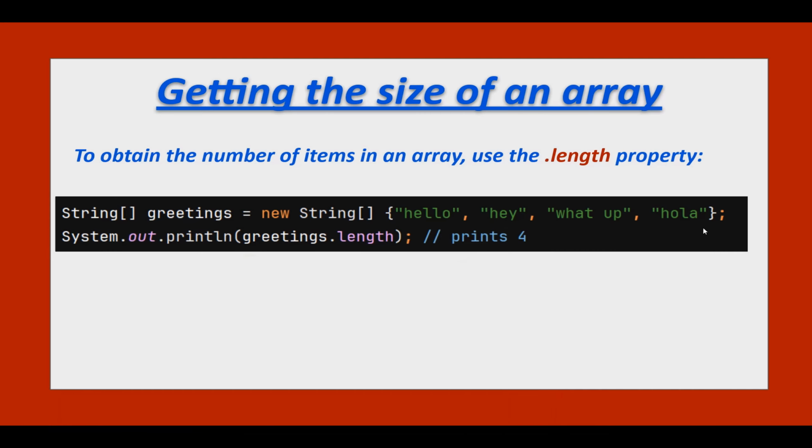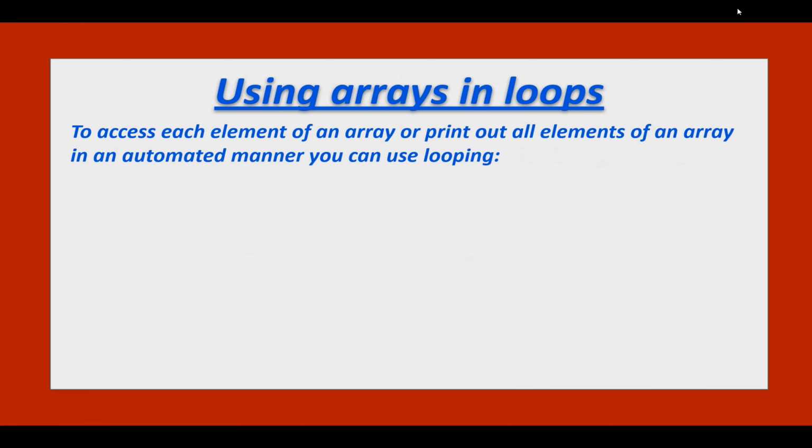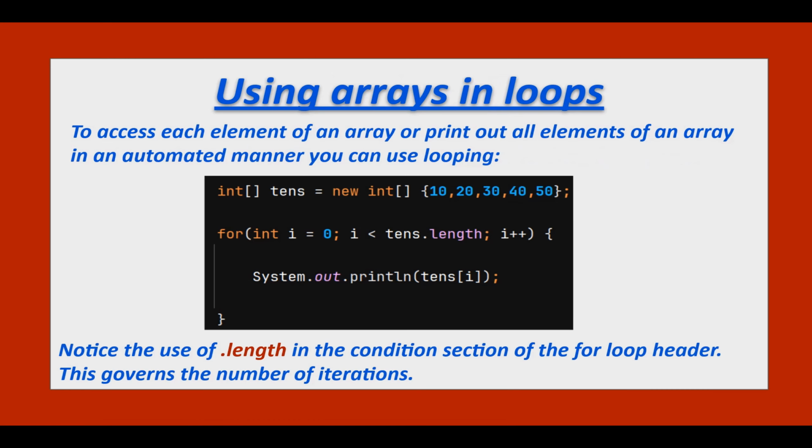Moving on. Using arrays and loops. To access each element of an array, or to print out all the elements of an array in an automated manner, you can use looping. And this is how it looks. So a lot of the power of arrays is grouping them together and then accessing them in an automated way, and you can do that via loops because of course loops are the automation drivers in programming.